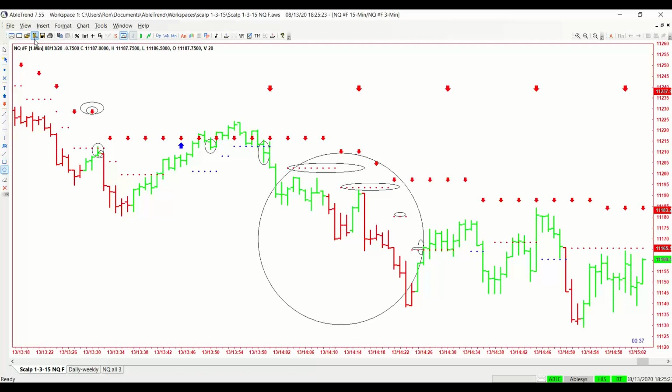But it's already a template inside of AbleTrend and Ninja. You just have to re-download Ninja or re-download AbleTrend. Keep it simple, and then you'll have everything.